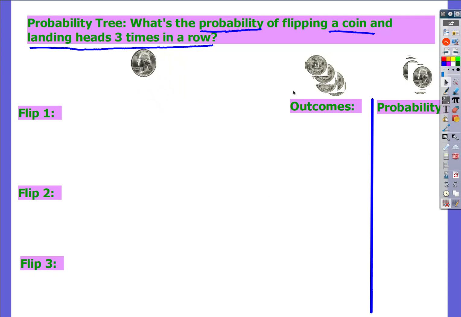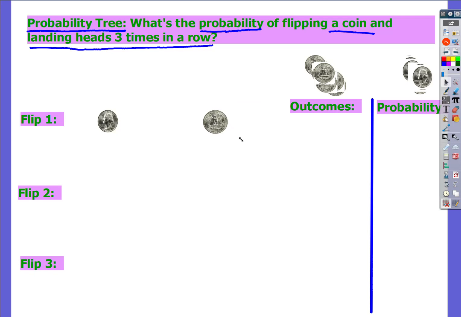We're going to break this down with our probability tree. We'll start with the probability of flipping once and getting heads. That's our first outcome. We have to get heads on the first flip or we've already failed. There are 2 possible outcomes: I can flip a heads or I can flip a tails, and they're both the same, they take up the same rotation on the coin. So there are 2 outcomes, and they are equally probable. So the probability of getting heads on the first flip is 1 out of 2.